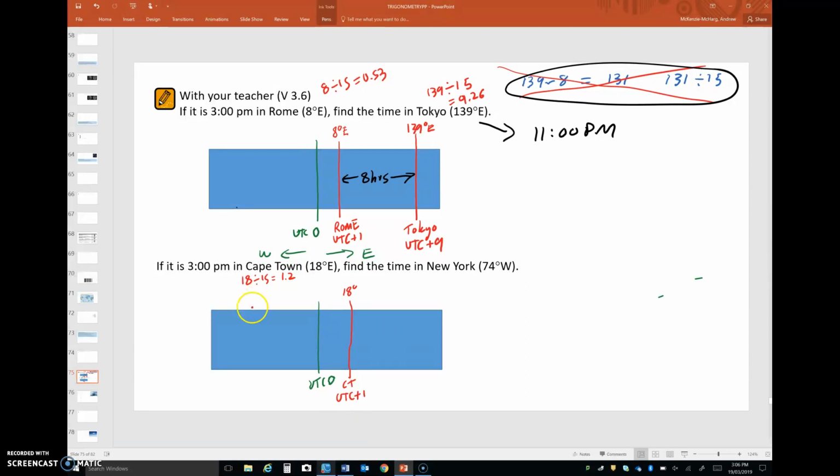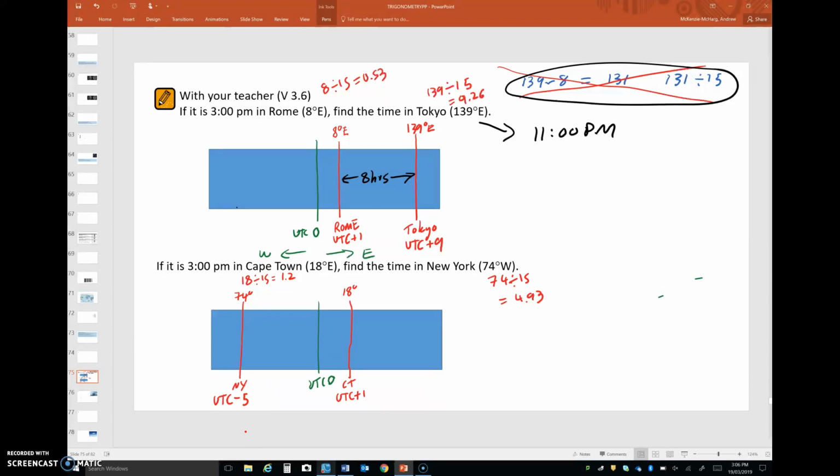Okay, New York 74 degrees west. So it's in this direction to the west. 74 degrees that way at New York. And when we divide 74 by 15, we get 4.93. So UTC, now it's negative 5. 4.93 rounds to 5. Because it's to the west, it's behind.